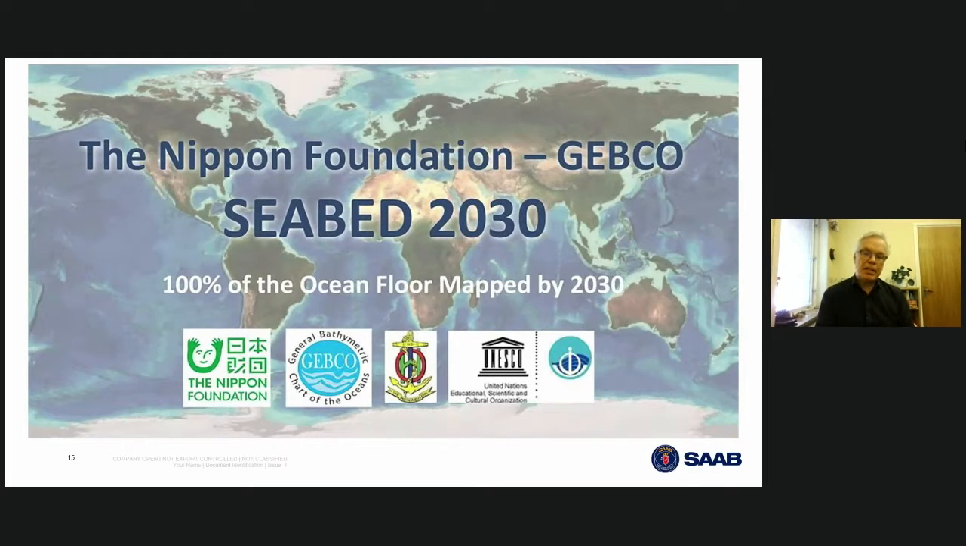And connected to this, I just want to pitch another big global project ongoing. It's called Seabed 2030. It's sponsored by the Nippon Foundation and GEBCO, the General Bathymetric Chart of the Oceans organization. And this is a program that has the intention to map 100% of the ocean floor by 2030. And if they would succeed and we would have a good map of the seafloor, then navigation at sea would be much easier without using GPS, for instance.